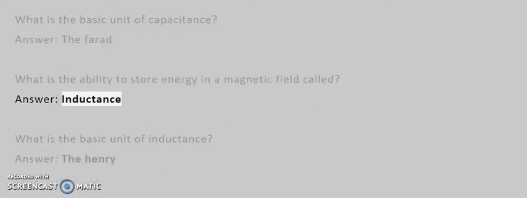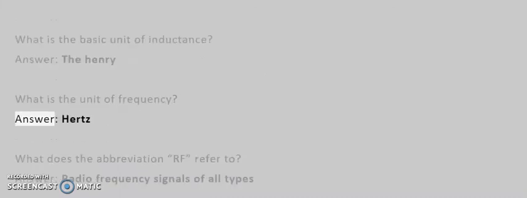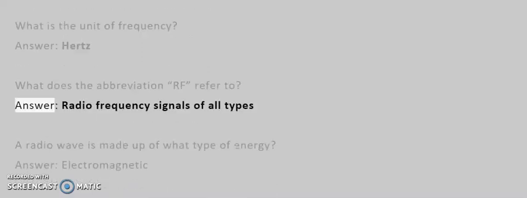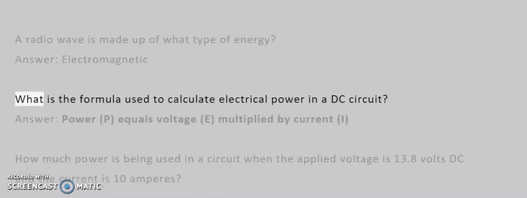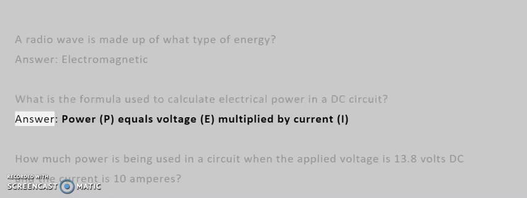Answer, inductance. What is the basic unit of inductance? Answer, the Henry. What is the unit of frequency? Answer, hertz. What does the abbreviation RF refer to? Answer, radio frequency signals of all types. A radio wave is made up of what type of energy? Answer, electromagnetic. What is the formula used to calculate electrical power in a DC circuit? Answer, power, P, equals voltage, E, multiplied by current, I.